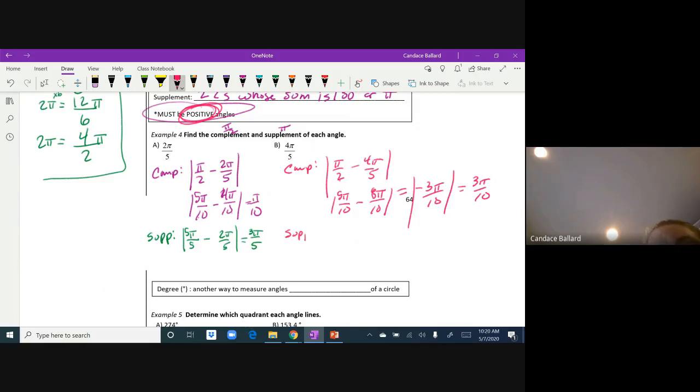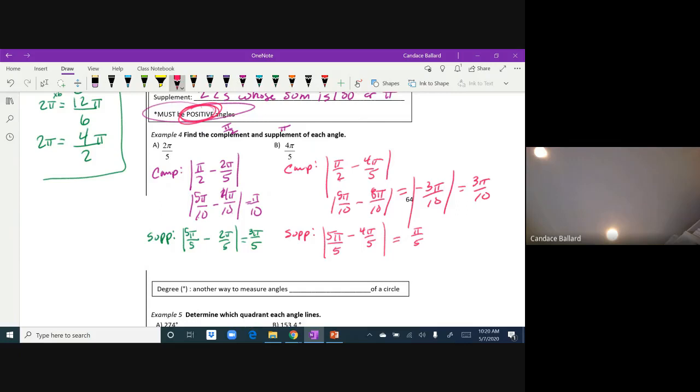All right, our supplement is going to be pi minus 4 pi over 5. And again, I'm going to cheat. I'm just going to make my common denominator 5 on the top, 5 on the bottom. 5 pi minus 4 pi is pi, so we're just going to drop the absolute value bars. It would be pi over 5.